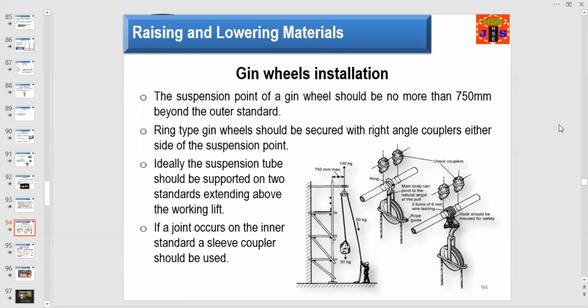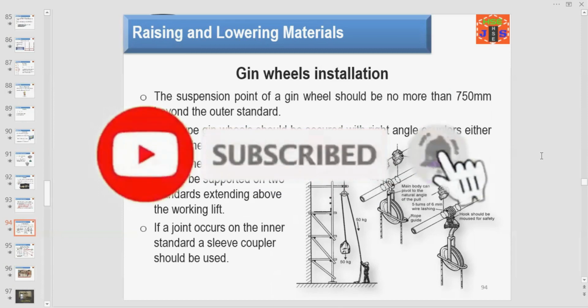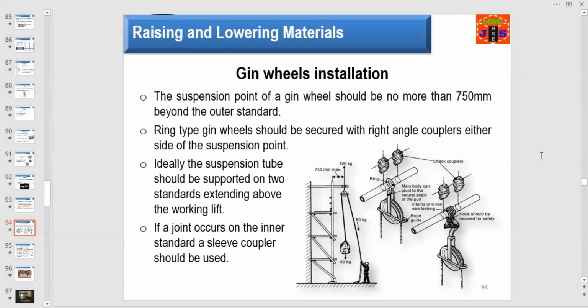As you know, we are talking about raising or lowering material on a scaffold structure. Do you know how to install gin wheels? The suspension point of a gin wheel should be no more than 750 mm beyond the outer standard. Ring type gin wheels should be secured with right angle couplers either side of the suspension point. Ideally, the suspension tube should be supported on two standards extending above the working lift. If a joint occurs on the inner standard, a sleeve coupler should be used.